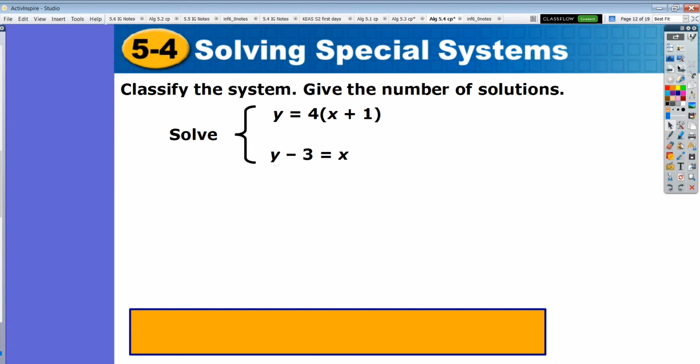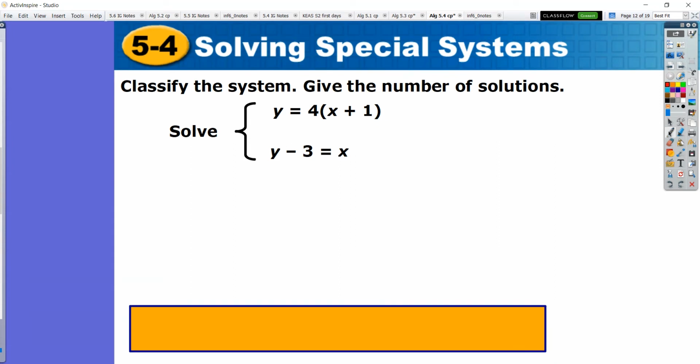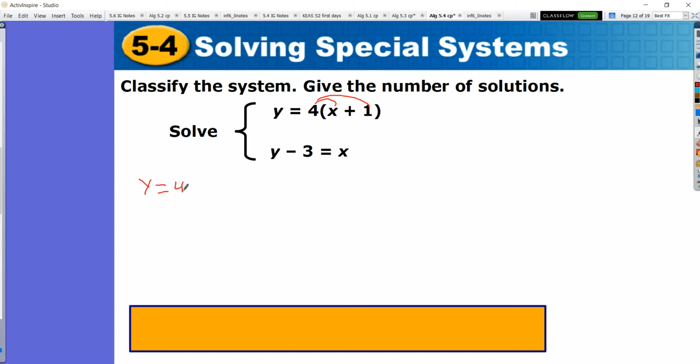All right, so we'll take a look at this last one here. Getting these into slope-intercept form. This one's already kind of in slope-intercept form. We just got to simplify it out a little bit. So we're just going to distribute our 4. So we get y equals 4x plus 4. All right, so there's the top one. This one, we're just going to move the minus 3 to the other side, cancel it out, plus 3 plus 3. And this one becomes y equals x plus 3.